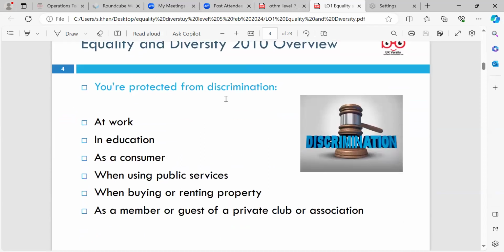You're protected from discrimination at work. What could be an example of discrimination at work? Treating children differently because of... So the students I work with, that would be in education, wouldn't it? No, at work. Sorry, I'm just giving you an example at work. What could be a form of discrimination at work?